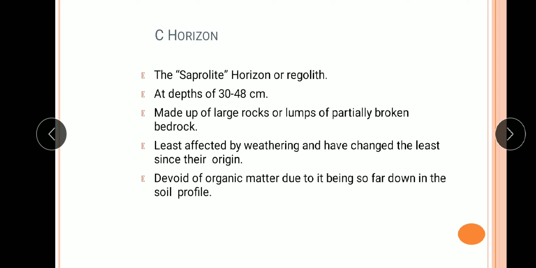The next one is the C horizon, the saprolite horizon or regolith. It is at a depth of 30 to 48 centimeters. It is made up of large rock or lumps of partially broken bedrock, least affected by weathering and changed the least since their origin. It is devoid of organic matter due to being so far down in the soil profile.